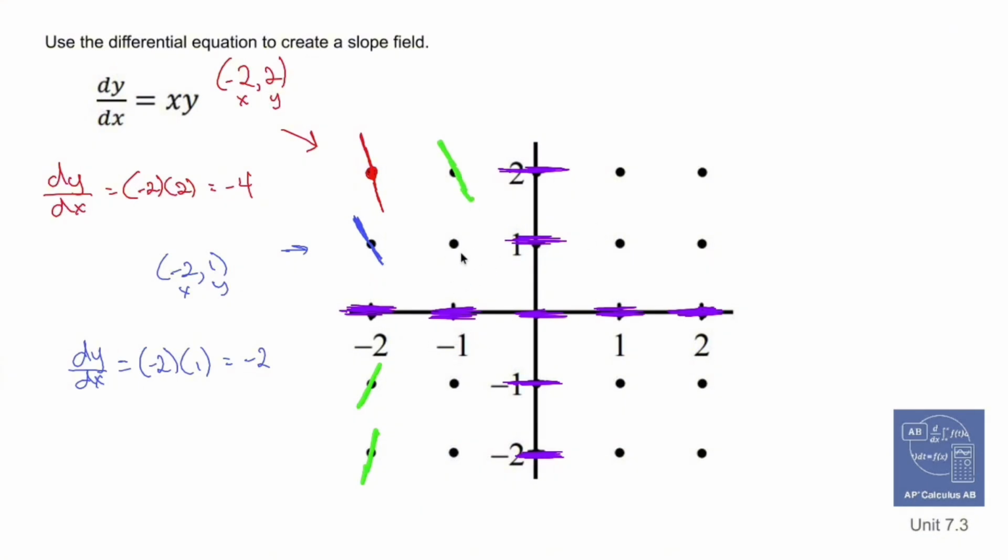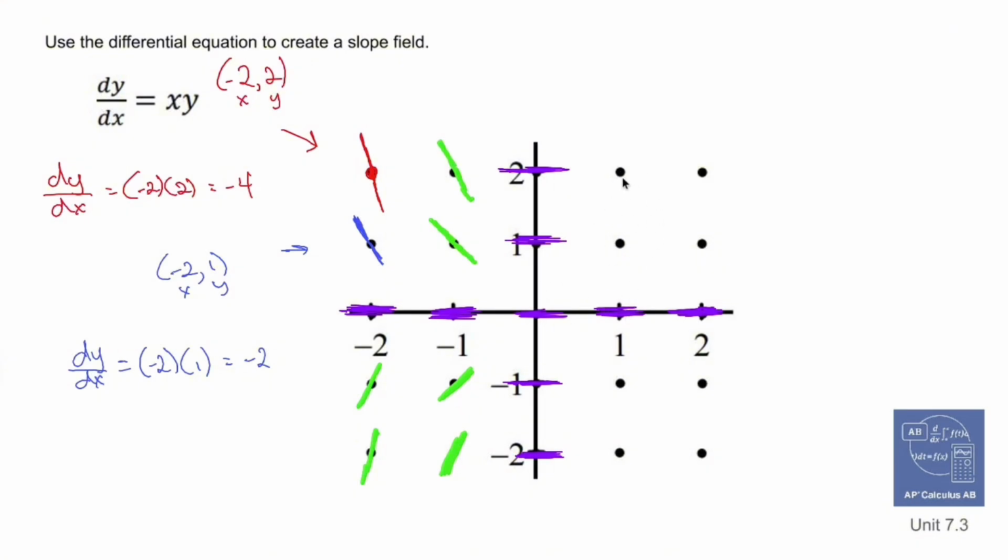Negative 1 times 1 is negative 1, so as diagonal as can be. Negative 1 times negative 1 is positive 1, so as diagonal as can be. Negative 1 times negative 2 is going to be positive 2, so something along that line. Okay, let's come up here.